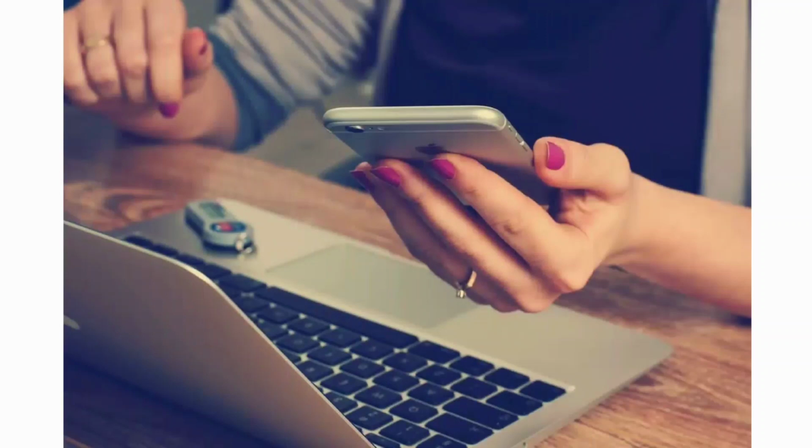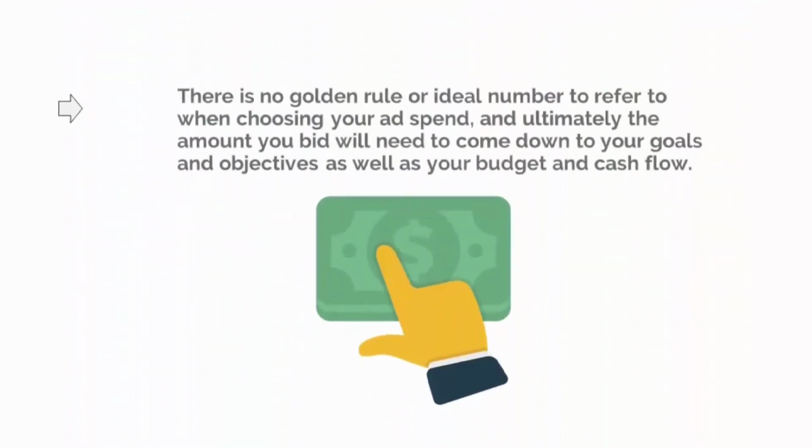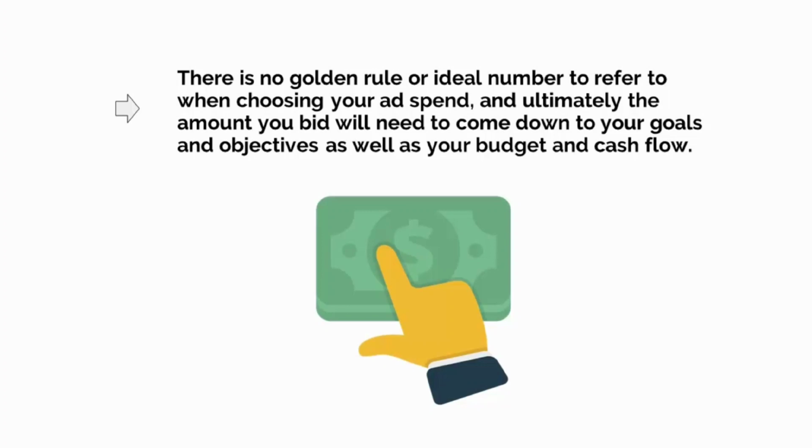You'll be able to set a budget that you won't go over. This is particularly useful if you have a limited budget, as it guarantees that you won't spend more than you can afford. It also means that you're capped out at a certain amount though. So if your daily spend is $10 and your CPV is 50 cents, then there's a chance that you only get 20 views before your pool runs dry. Unfortunately, there is no golden rule or ideal number to refer to when choosing your ad spend.